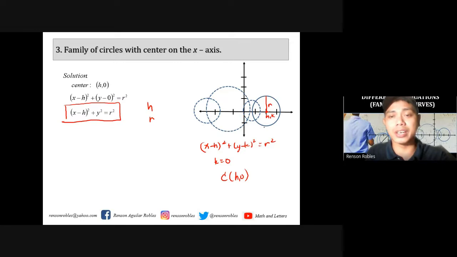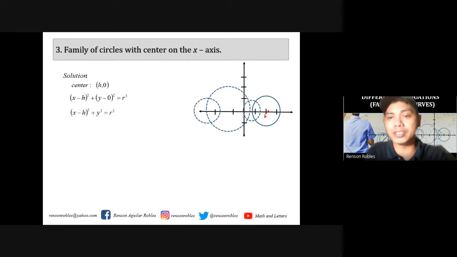As you can notice here, this is your center (h, 0) and this is the radius. This is another center, let's say (h1, 0), and this is another radius. So r and h change from one circle to another, and therefore you can say that h and r are arbitrary constants. So there are two arbitrary constants here, so we shall differentiate this twice.